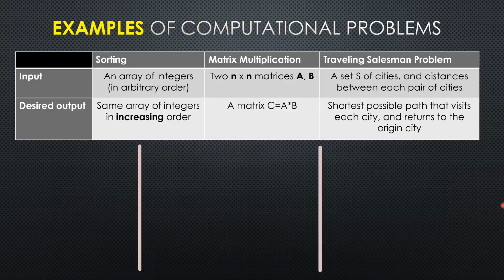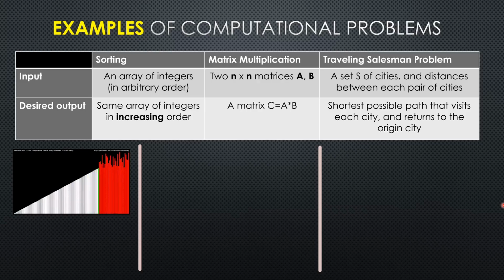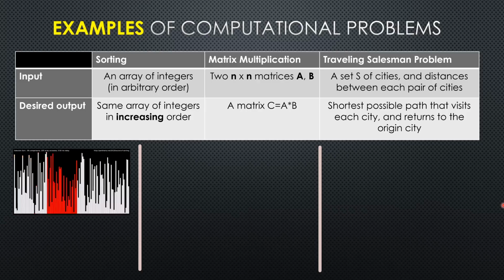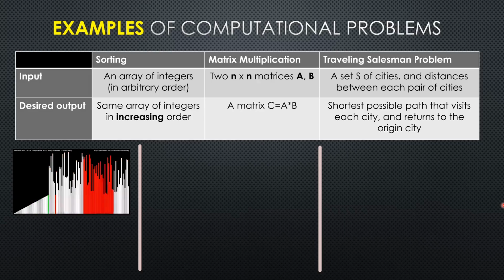Okay, let me give you a few examples of computational problems that you might want to solve. So here are some fundamental ones. We have sorting, where the input is an array of integers in arbitrary order, and the desired output is the same array of integers in increasing order. And so you have these nice sorting algorithms, which I'm sure you guys have seen before in CS240 and probably you've seen some initial sorting algorithms in the first CS course you took as well.